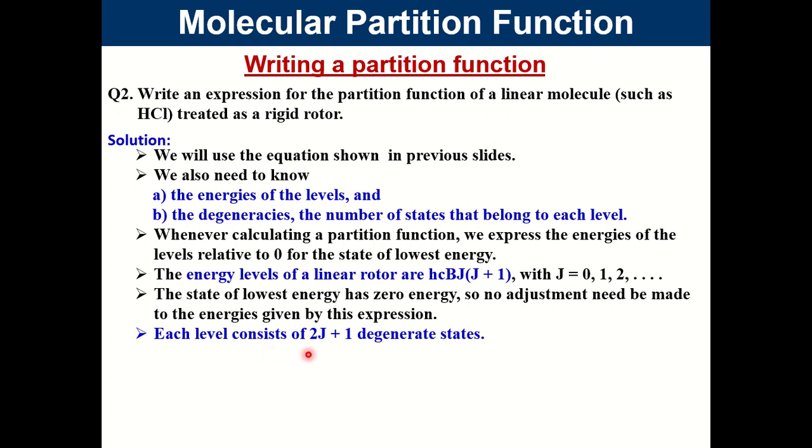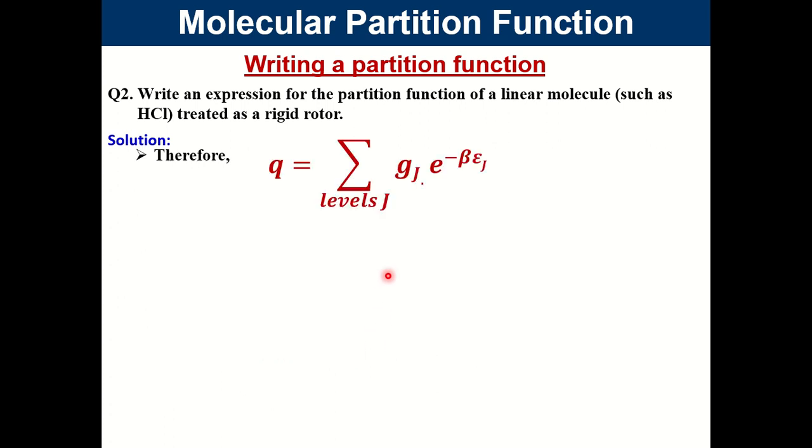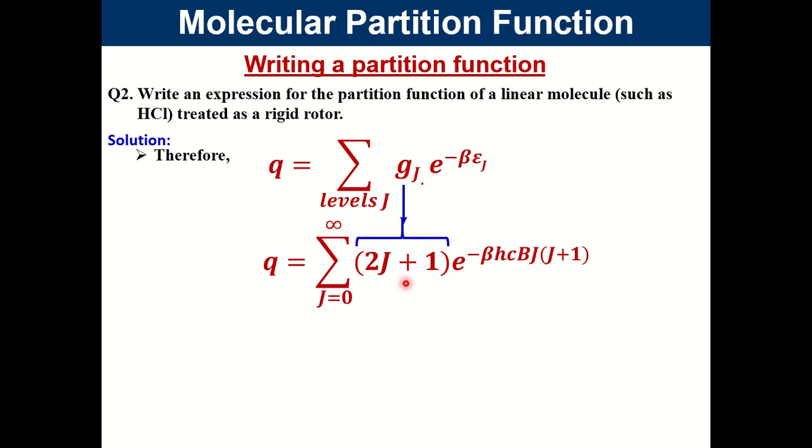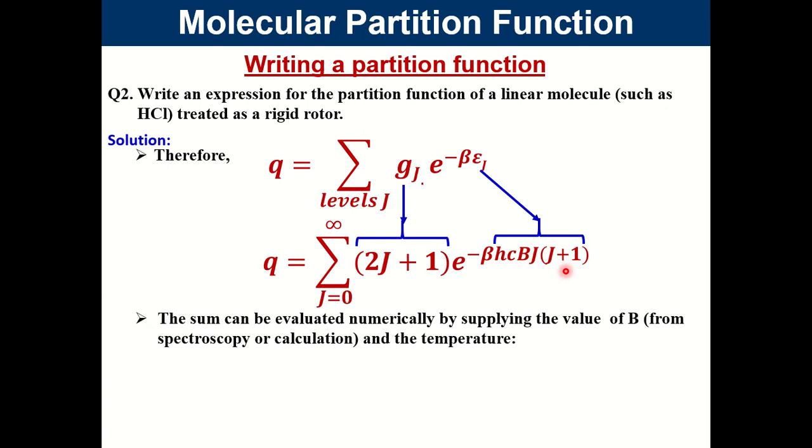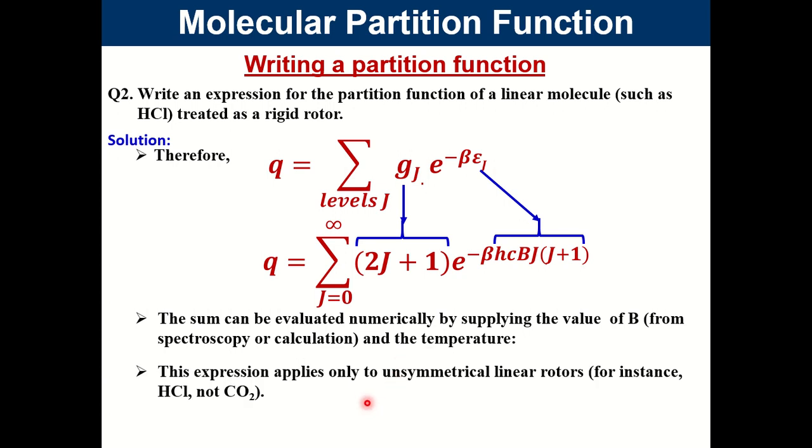So we have the degeneracy 2J plus 1. We can now write this expression with gi as 2J plus 1, the degeneracy, and the energy of the rotational energy levels epsilon J as hc B J(J plus 1). This is the expression of the partition function which can be written for the HCl molecule. If you have been provided with the values of B and J, you can evaluate this easily at different temperatures. However, it must be emphasized that this expression is only valid for unsymmetrical linear molecules such as HCl, and not for CO2.